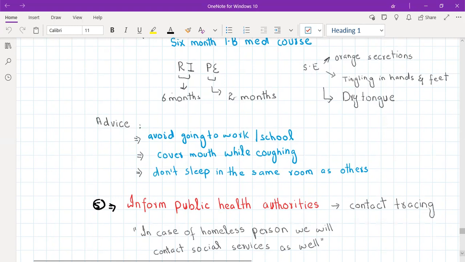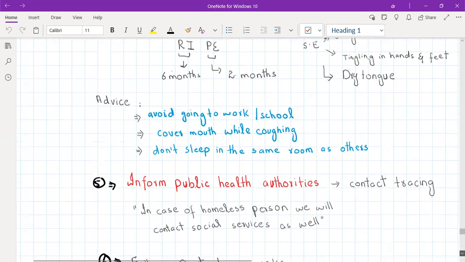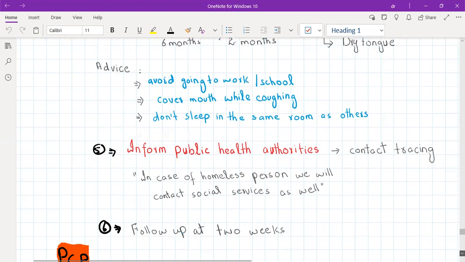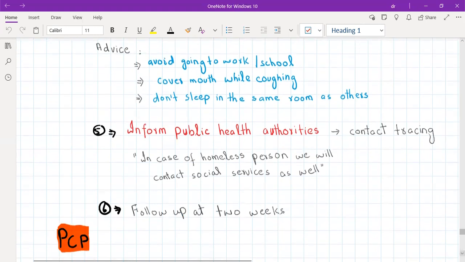One important step here is to inform public health authorities, so please don't forget about it. You should always inform public health authorities because TB is a notifiable disease. What public health authorities will do is contact tracing, to see if anyone that the patient has been in close contact with has also got TB.